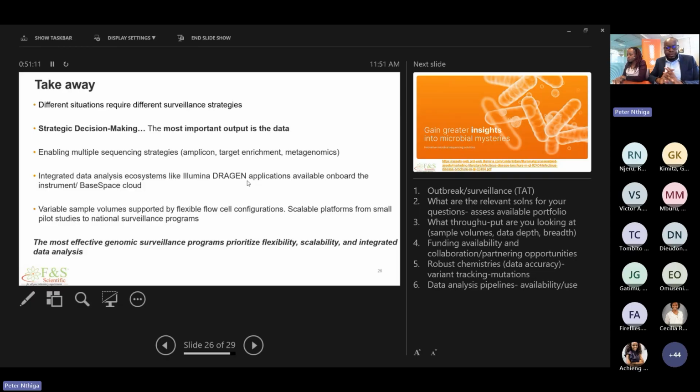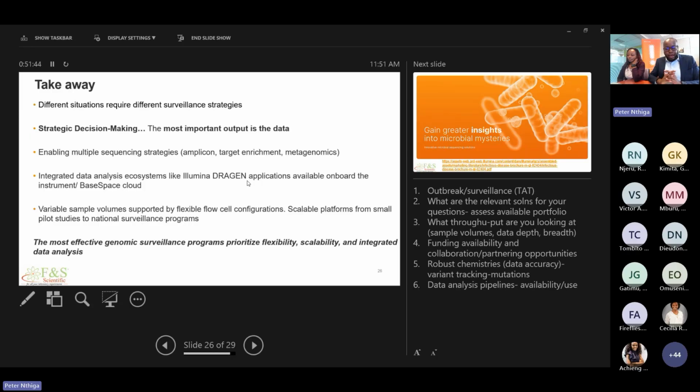The data guides us on what downstream decisions to go for. We've seen that there are multiple sequencing strategies we can go for to address different objectives. Again, we've seen that there are integrated data analysis ecosystems like the Illumina DRAGEN applications, which are available on board and also on the cloud and can be leveraged to address a particular situation. And we've seen the scalability and flexibility that is provided for you to address different goals and objectives.